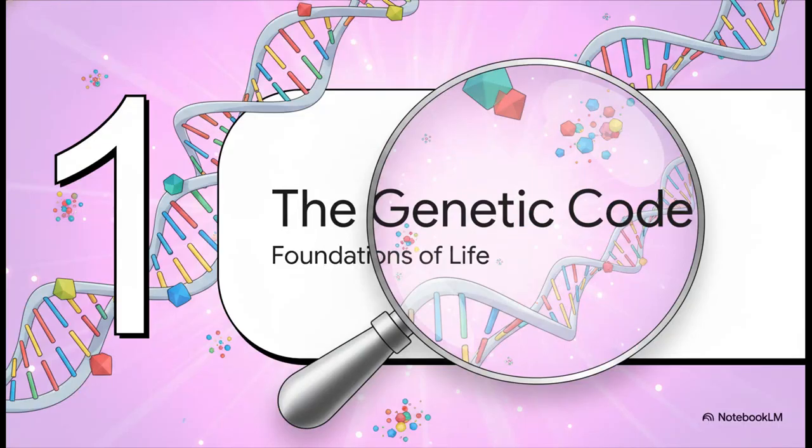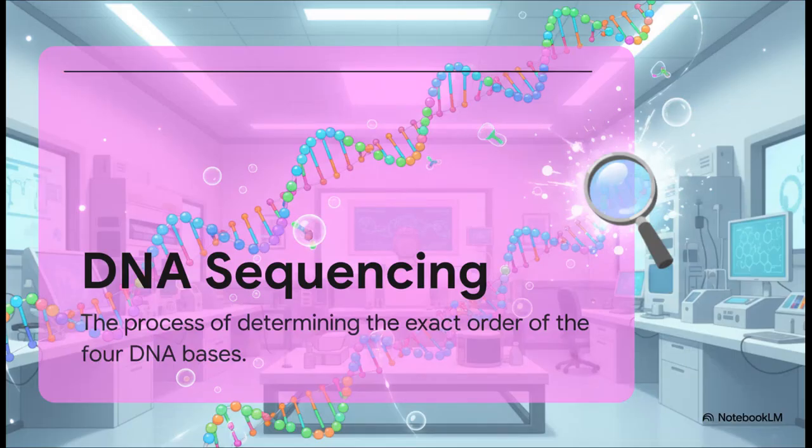Okay, so let's start with section 1, the genetic code, the foundations of life. At its core, DNA sequencing is basically the fundamental process of determining the exact sequential order of our biological alphabet. Think about it like this. When scientists are sequencing DNA, they aren't just looking at a random molecule. They are literally reverse engineering the biochemical code that built you. They're reading it base by base to understand the exact program that's running just underneath the surface.